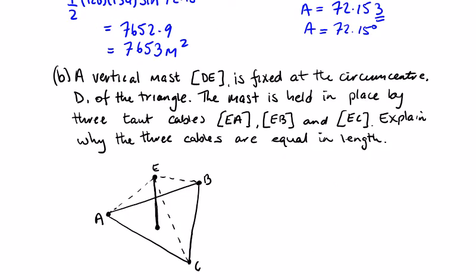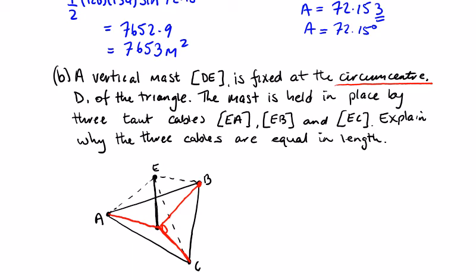Part B, you're given this diagram. A vertical mast DE is fixed at the circumcentre. So this is the knowledge we require here about the circumcentre of the triangle at D, so this point here. The mast is held in place by 3 taut cables, EA, EB and EC, and explain why the cables are equal in length. So the knowledge about the circumcentre is that it's equidistant from all the vertices. So DB, DC and AD are all equal in length.